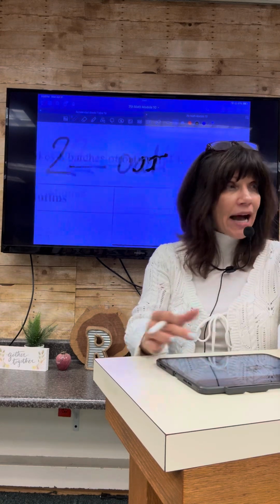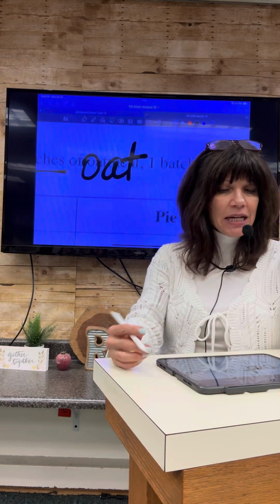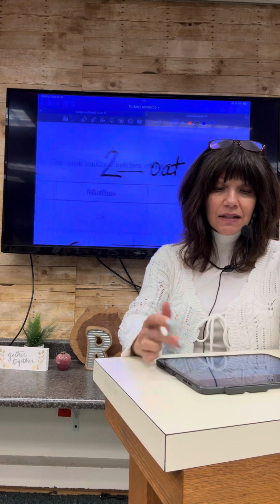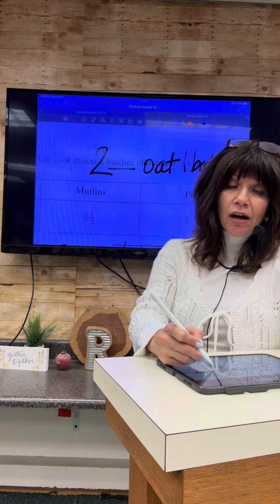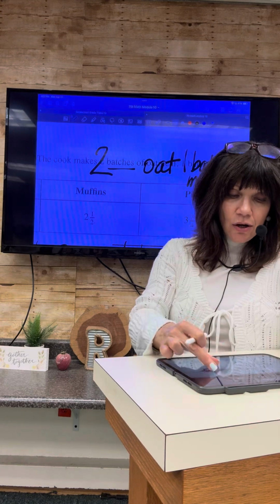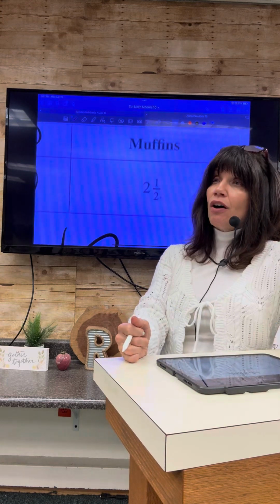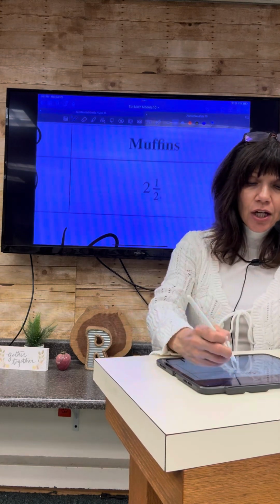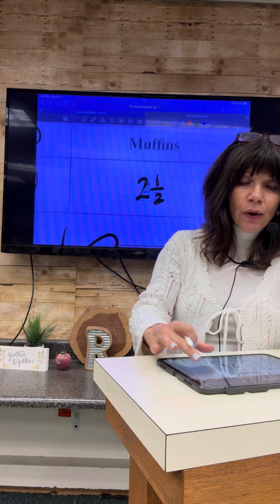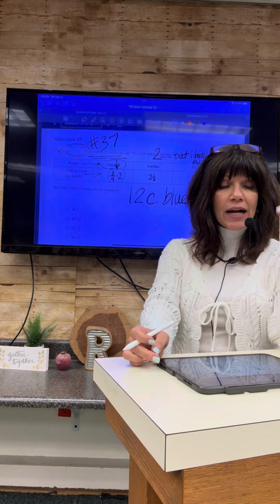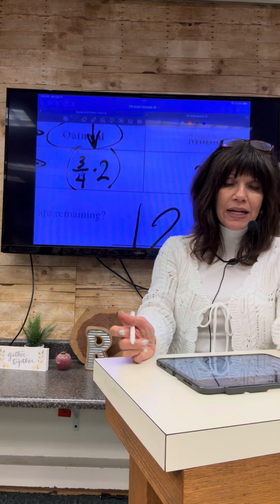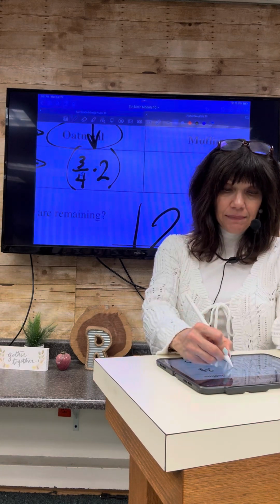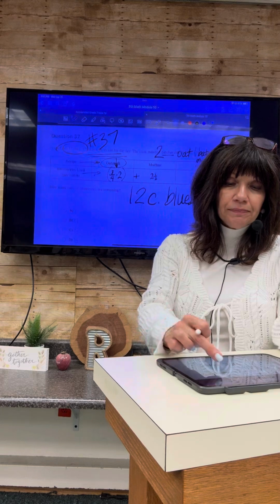And then how many batches of muffins? 1 batch of muffins. Okay, so how many cups of blueberries for the muffins? 2 1/2. Now, if we want to add up to find out all the blueberries that get used, what sign should I put between these? A plus sign. Excellent. You do that as well.